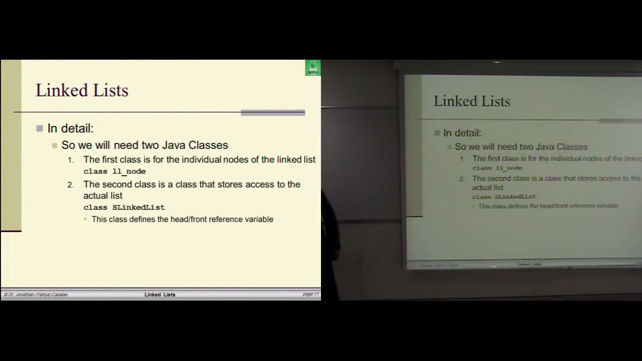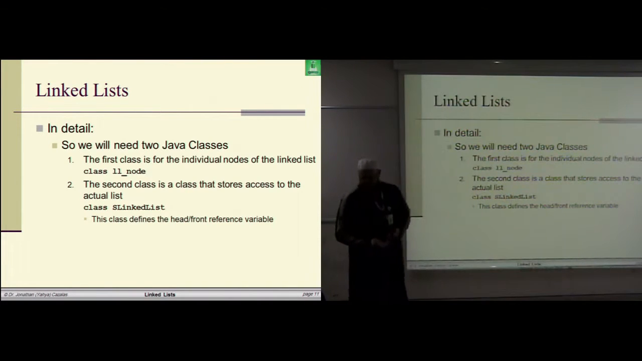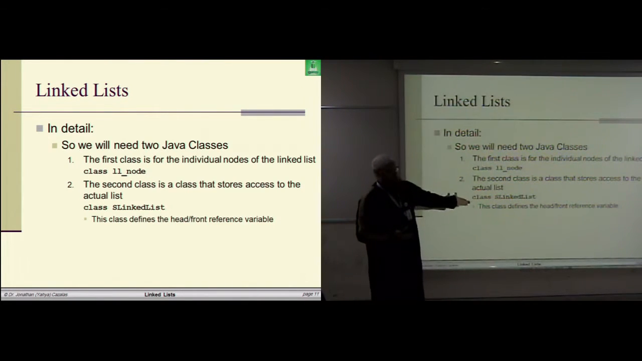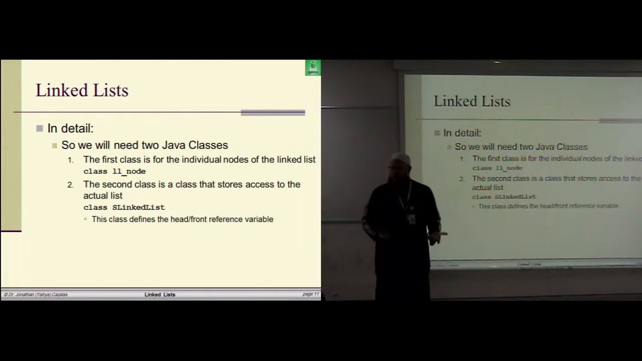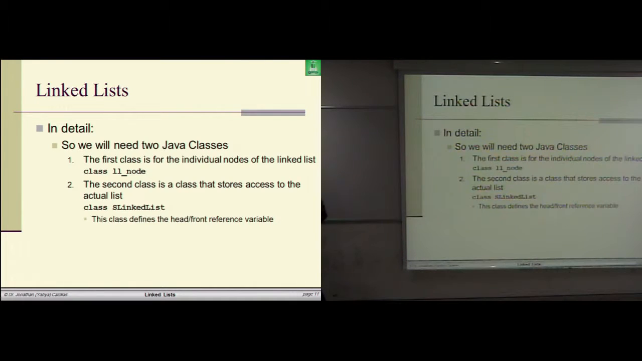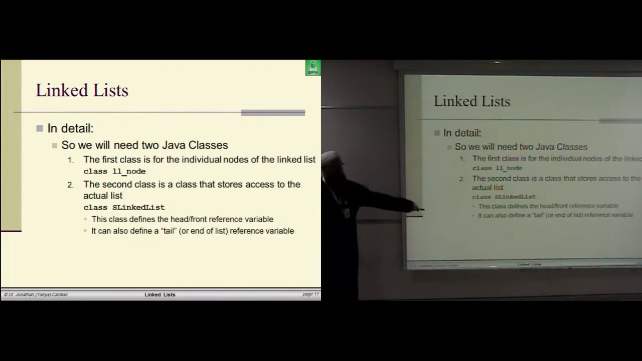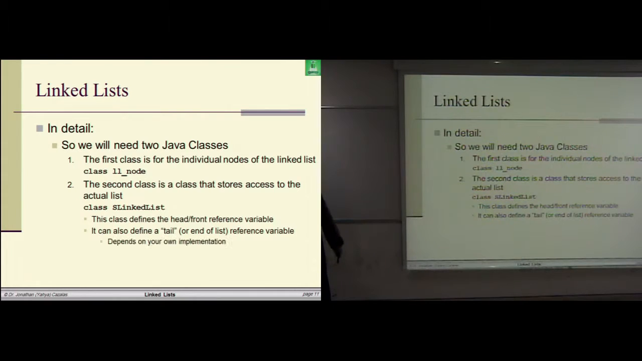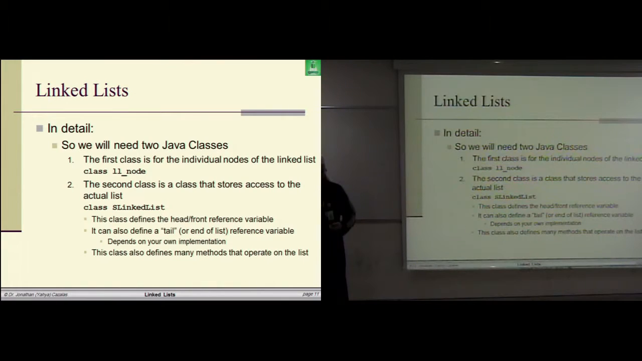This class has one very important variable. What is it called? Head. Or I said on the last slide, my list. It's a variable that has one goal in life, to point to the first node. We can also make a variable tail to point to the last node, but this is for later implementations we will discuss. And this class will also have many methods that we will use to operate on our list.